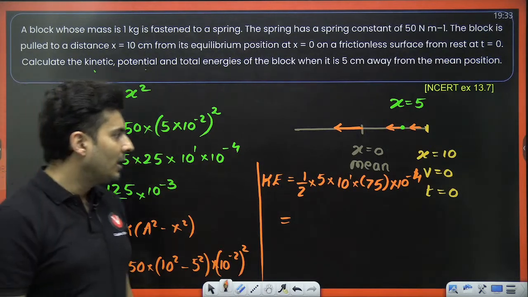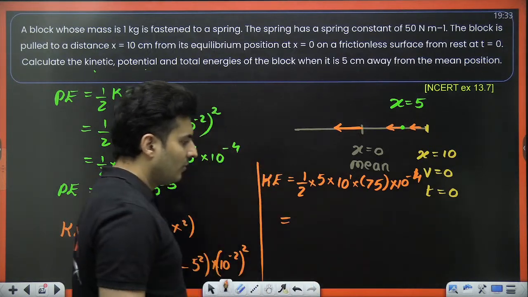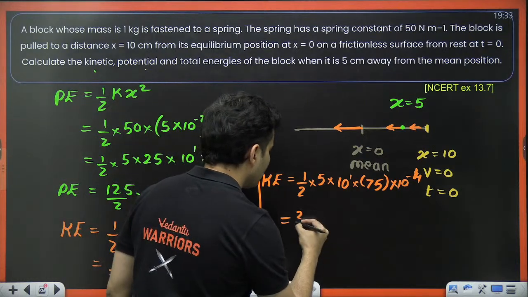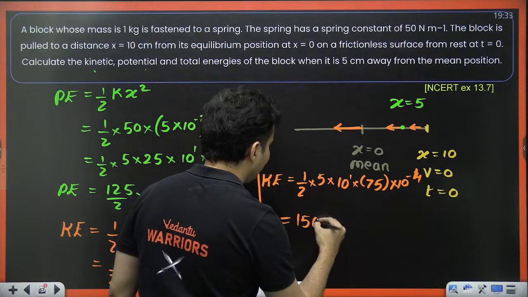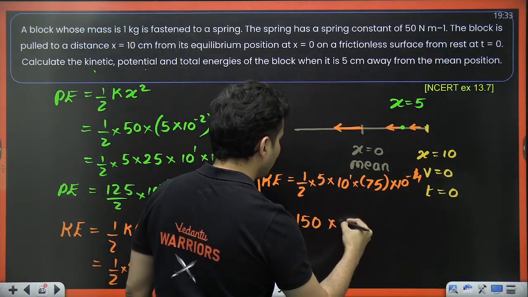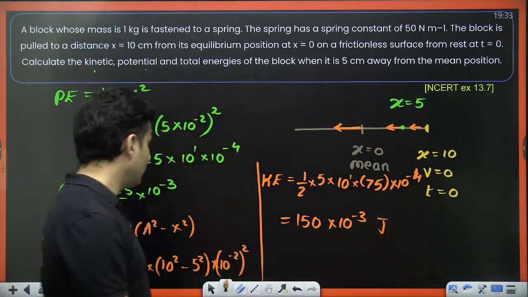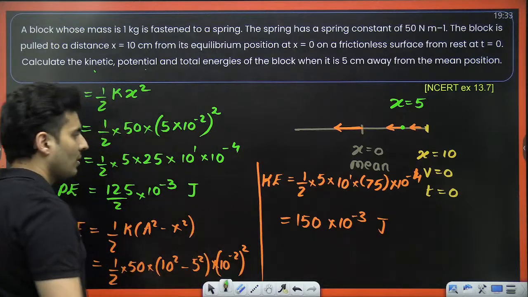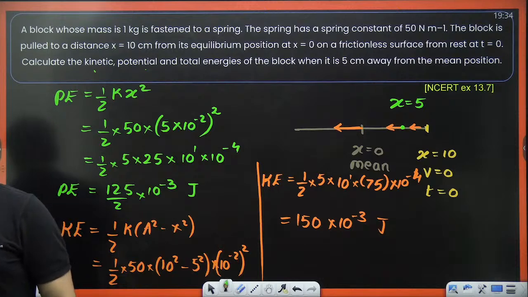Yes, very good. Now do the simple math. 75 into 5, that's going to be 300. So this will be 300 by 2, which is 150. So 150, and this will be into 10 to the power minus 3. This will be again in joules. That is the answer, just like this was also in joules. Cool. So that is kinetic energy. This is your potential energy. Cool, guys.